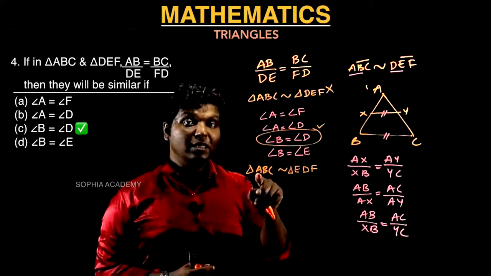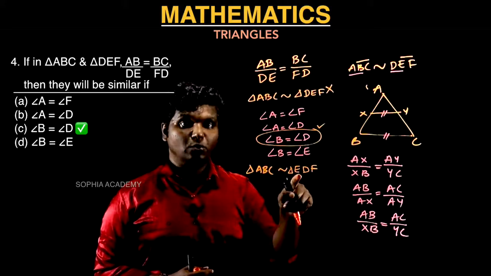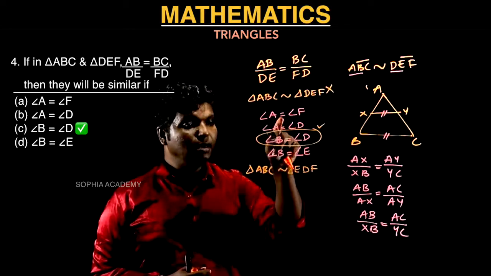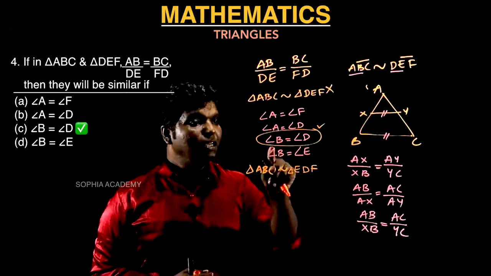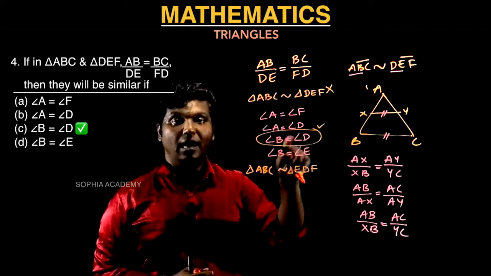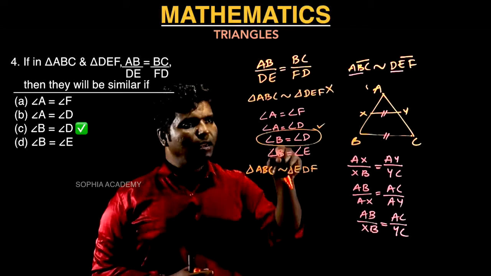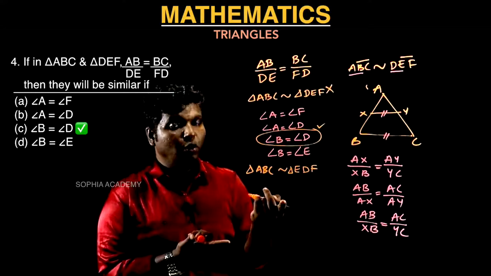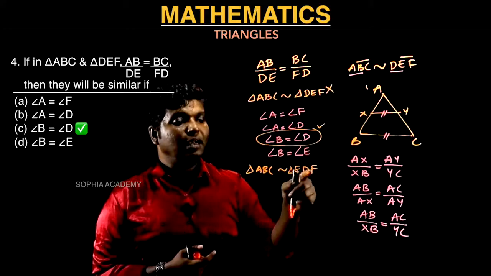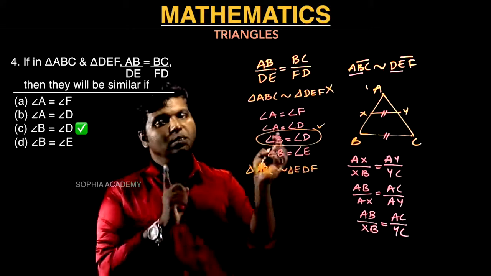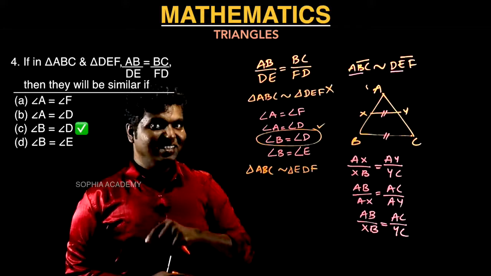So from this option, this is also right. Angle A should correspond to angle E. That's also right, but it is not given here. Then angle B should correspond to D. So we are checking angle B and angle D. Yes, it is given. So these are the three correct options. So check the correct options, place that one. That's the answer. It's easy, right?